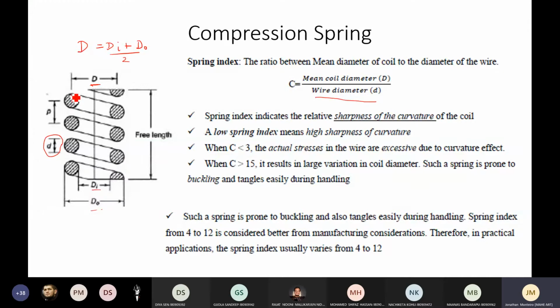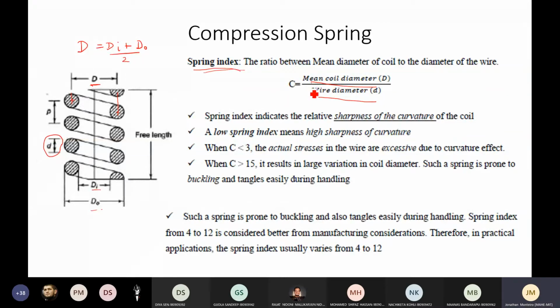Okay, so the mean is calculated somewhere in between, the centroid of the wire diameter, I can say. So this distance taken horizontally is called the mean coil diameter, or also simply called coil diameter. Now you have a ratio between these two, that is mean coil diameter to the wire diameter, which we call the spring index. Another important parameter is the spring index.